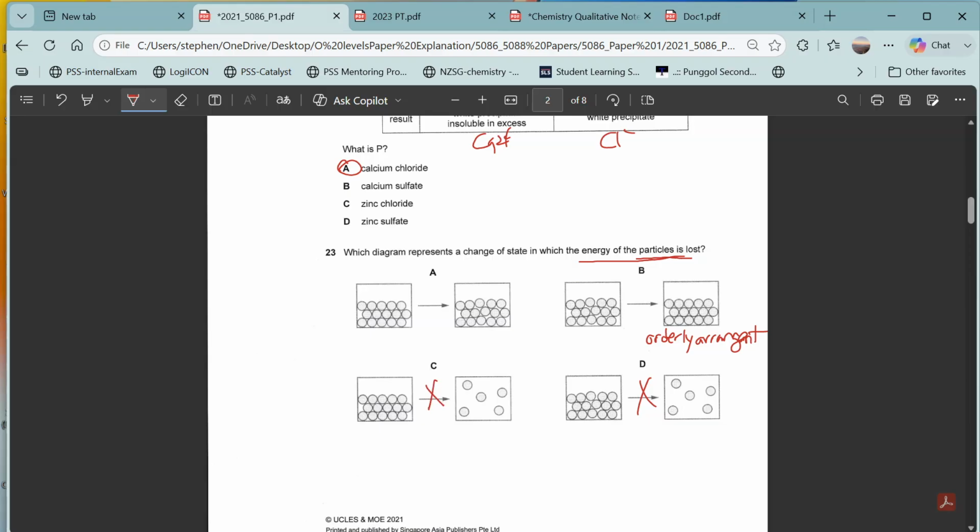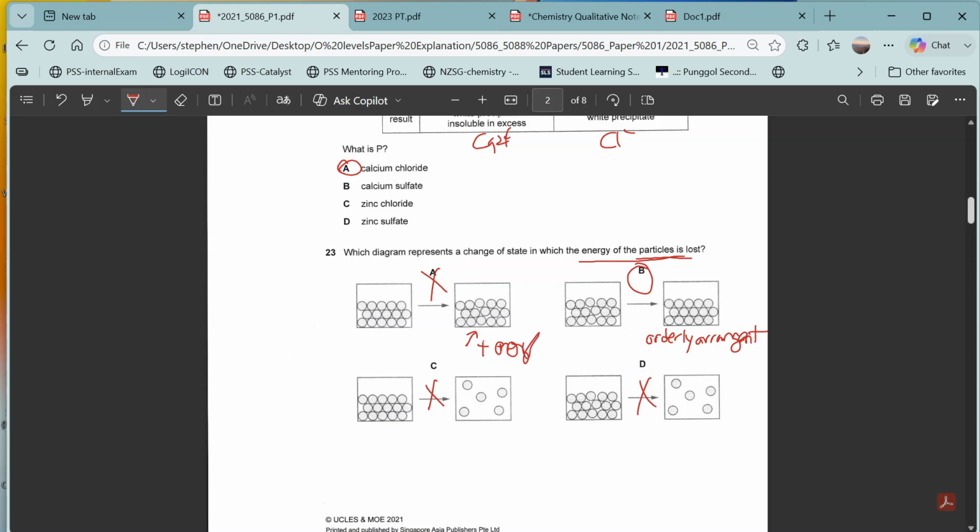So this one also cannot. I think the answer is B, because once it's lost, then you have orderly arrangement. This one A cannot, because they are more disorderly, right? This must have gain in energy. That's why it's like that. Makes sense, right?